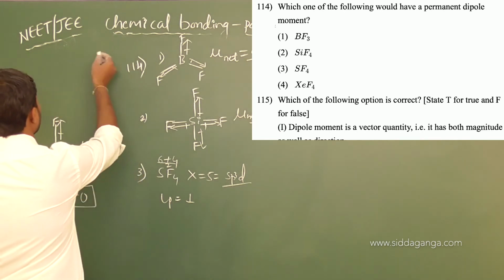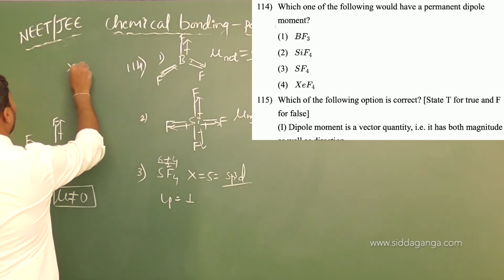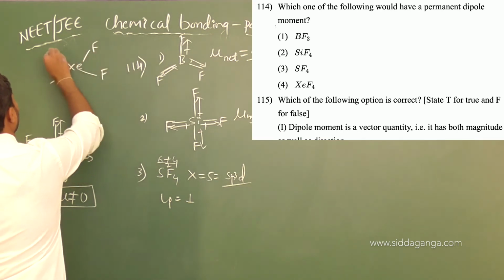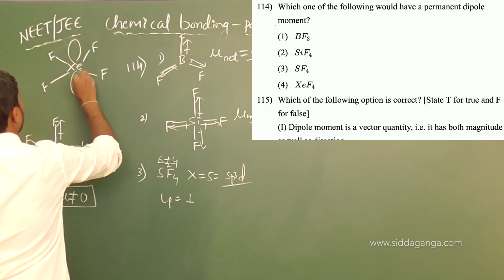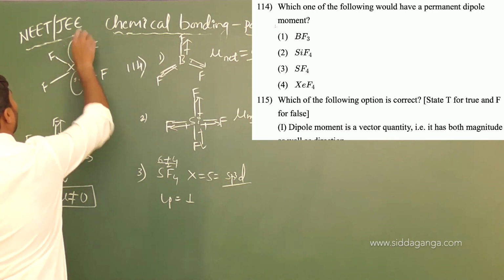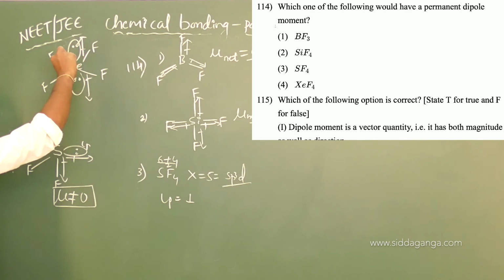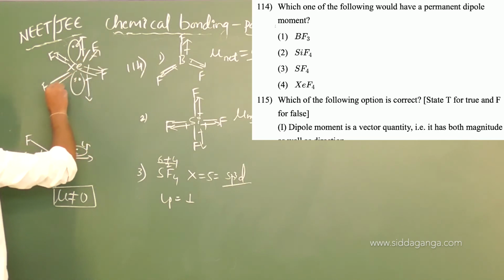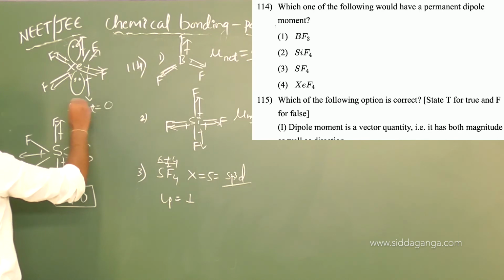Right? So if you consider one more molecule, that is XeF4. In XeF4, what do we get? sp3d2 hybridization. XeF4 with two lone pairs. The lone pair of one bond dipole moment cancels with the other, these two cancel. Followed by this bond dipole and this bond dipole cancel with each other, and this bond dipole and this bond dipole cancel with each other. Mu net is equal to 0.